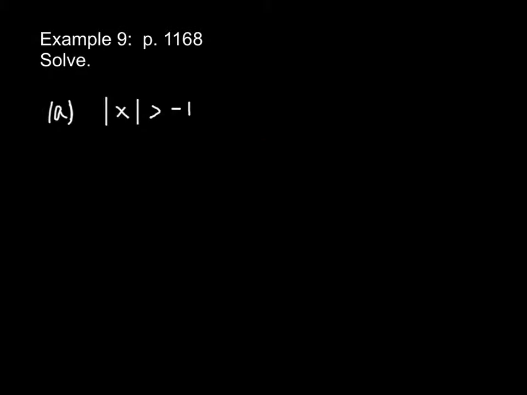Example 9, we'll be looking at solving special cases of absolute value inequalities. So 9a gives us the absolute value of x is greater than negative 1. Whenever we have the absolute value greater than or equal to a negative, this is always going to be true, because like we said earlier, the absolute value is always greater than or equal to 0. So it's always going to be true, so it's going to be negative infinity to infinity.